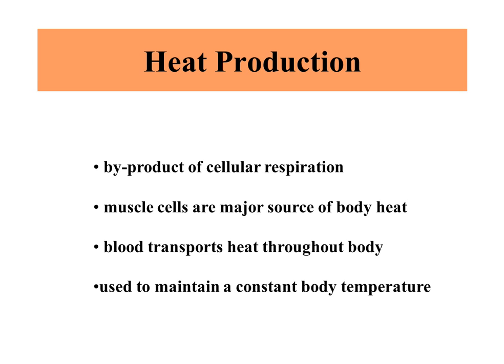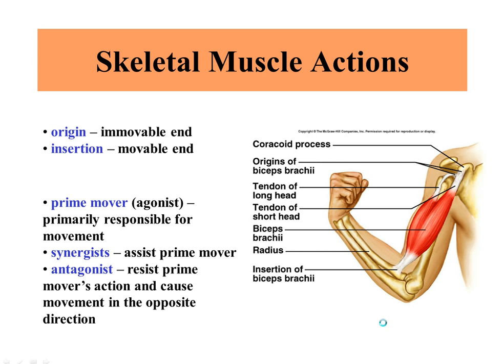A byproduct of work is heat production. That is, heat energy is given off. It's like a waste product of work. Your muscles contracting, it's doing work, and so you have heat production. It's also a byproduct of cellular respiration. It is the major source. Muscle contractions are the major source of body heat. The blood helps to transport the heat throughout the body, and it helps you maintain a constant body temperature.